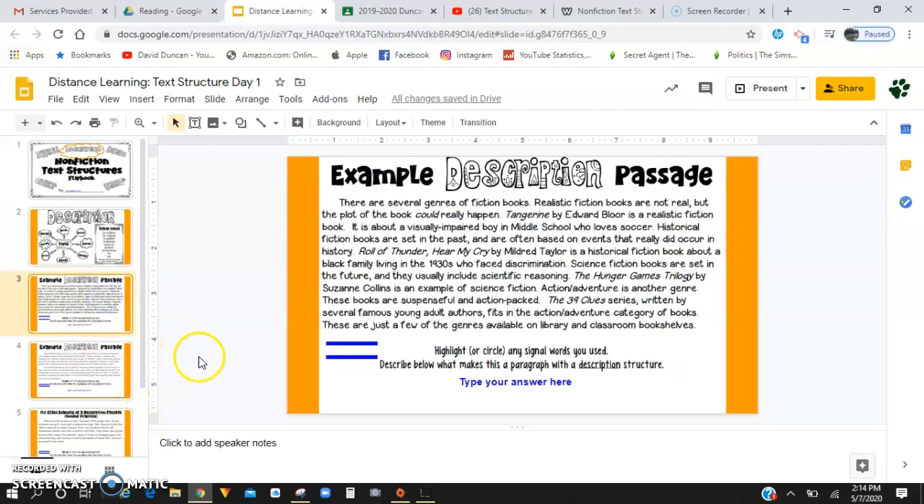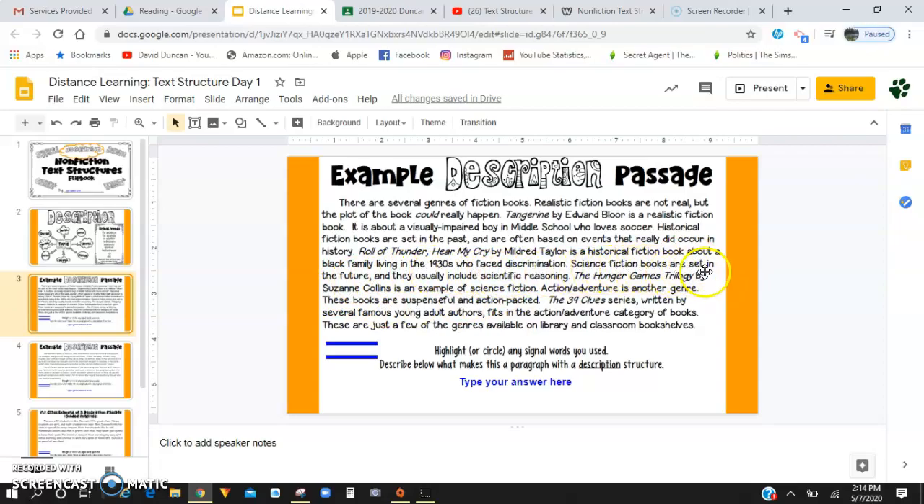There are several genres of fiction books. Realistic fiction books are not real, but the plot of the book could really happen. Tangerine by Edward Bloor is a realistic fiction book. It is about a visually impaired boy in middle school who loves soccer. Historical fiction books are set in the past and are often based on events that really did occur in history. Roll of Thunder, Hear My Cry by Mildred Taylor is a historical fiction book about a black family living in the 1930s who faced discrimination.